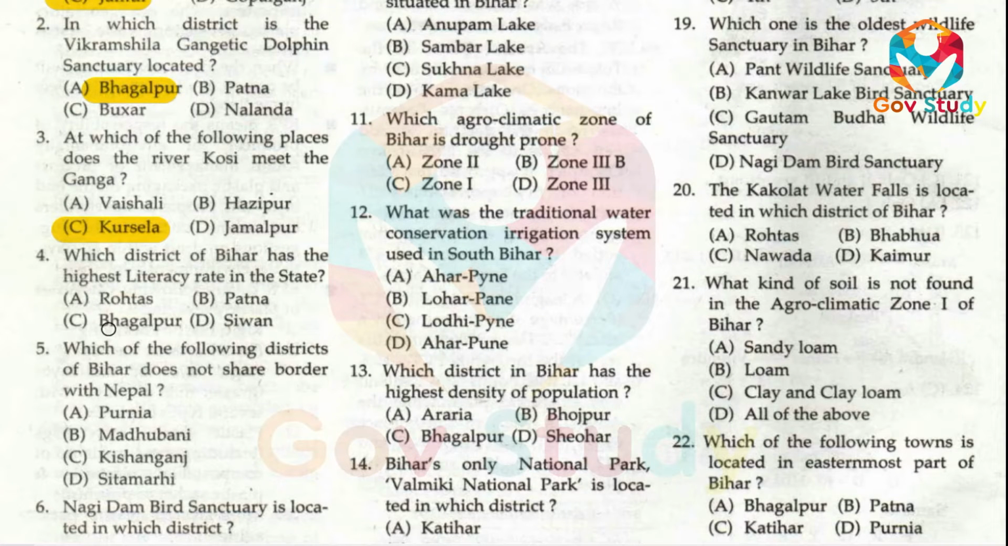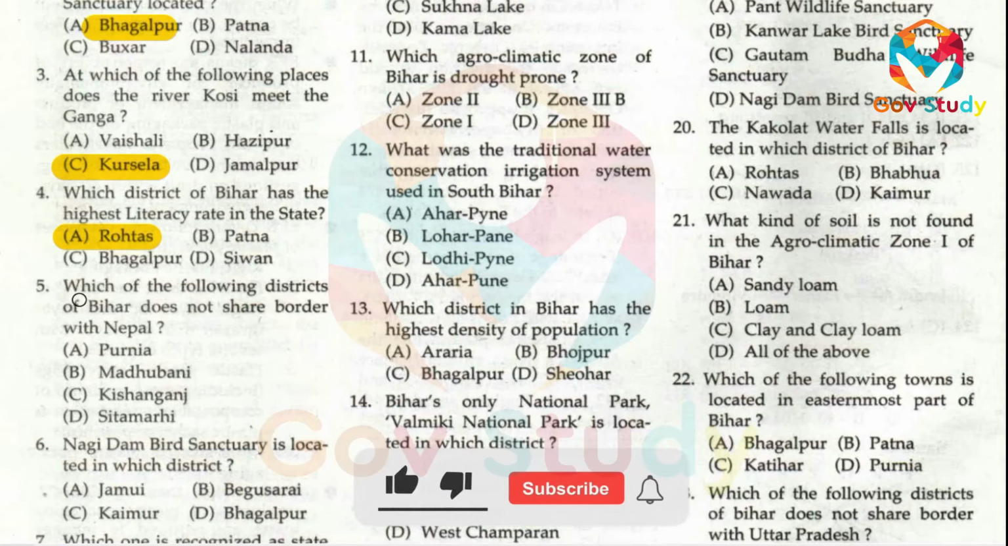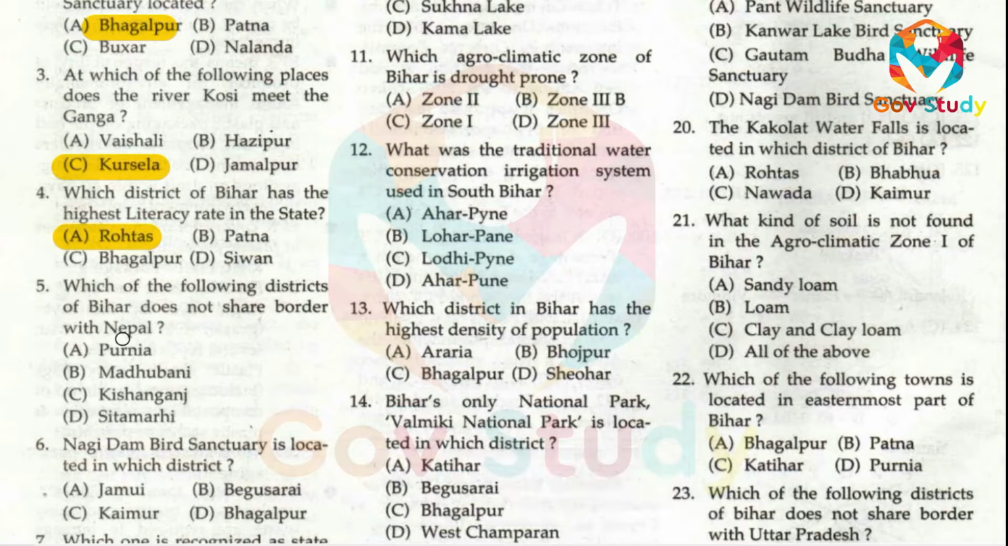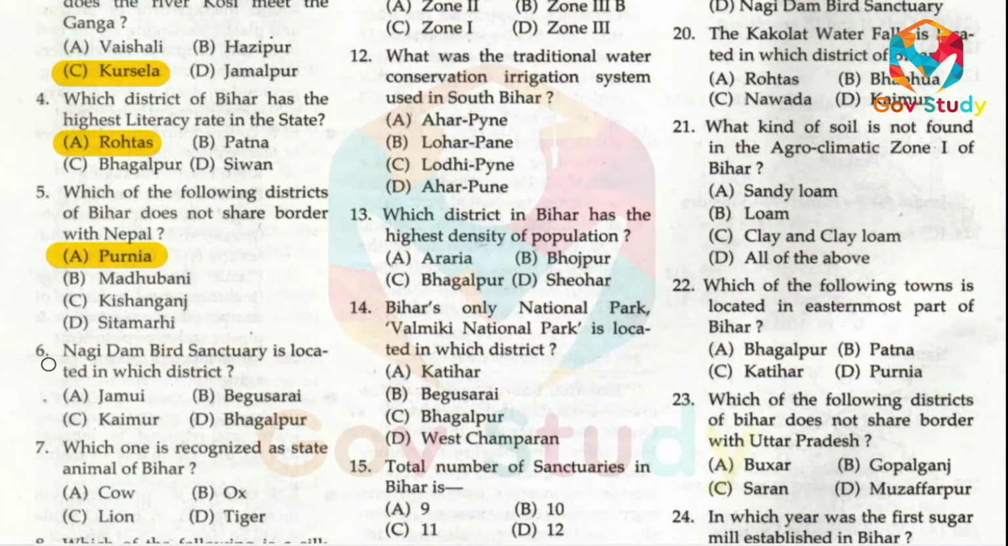Rohtas, Patna, Bhagalpur, Siwan. Correct answer A, Rohtas. Which of the following districts of Bihar does not share border with Nepal? Purnia, Madhubani, Kishanganj, Sitamarhi. Option A, Purnia. Sixth question.